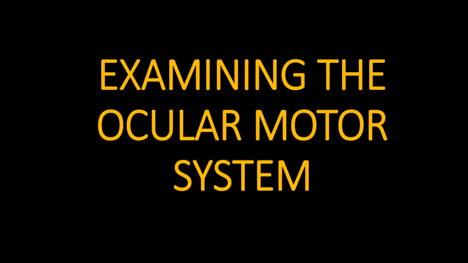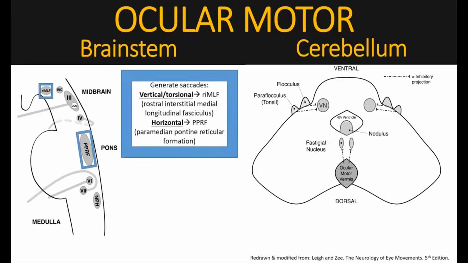So how do you examine the ocular motor system? There are lots of important structures in the brainstem, in the cerebellum. In order to generate saccades, the burst neurons, we have to think about, for vertical and torsional saccades, the rostral interstitial medial longitudinal fasciculus, which is in the midbrain. Can you see my pointer? Yes, okay. So the RIMLF in the midbrain, that's what generates the vertical torsional saccades. In the pons, for horizontal saccades, the horizontal burst neurons are the PPRF, the paramedian pontine reticular formation.